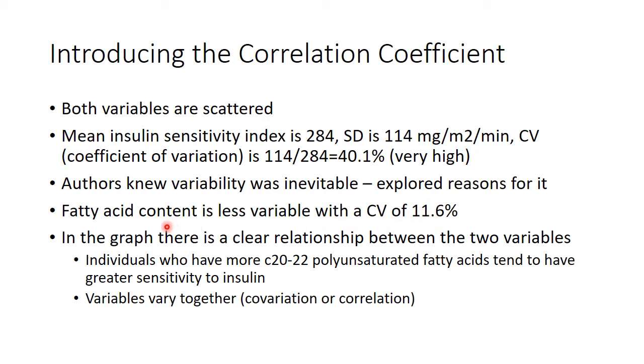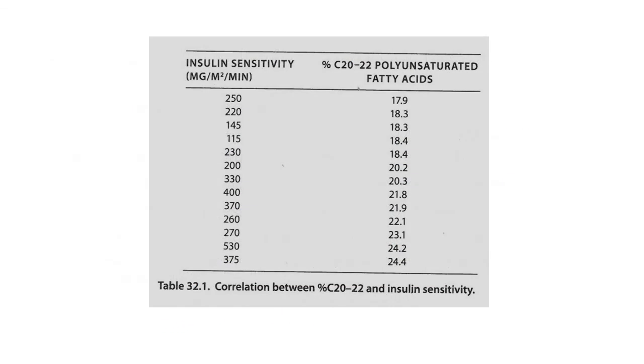And in the graph, they saw a clear relationship between the two variables. Basically, individuals who have more of the polyunsaturated fatty acids between 20 and 22 carbons long tend to have a higher insulin sensitivity. They need more glucose, meaning more of it is being shuttled into the skeletal muscle. So some variables do vary together, and we call this covariation or correlation. Here's a table showing the insulin sensitivity of the different individuals, and the polyunsaturated fatty acid percentages.